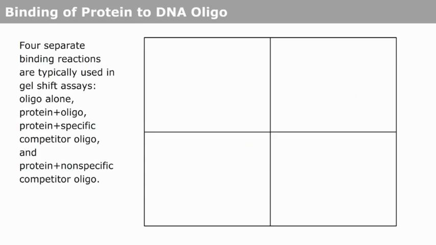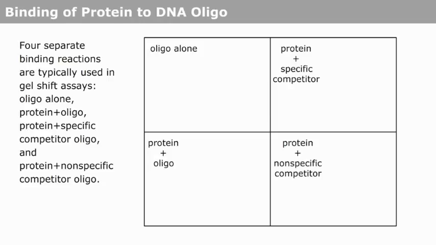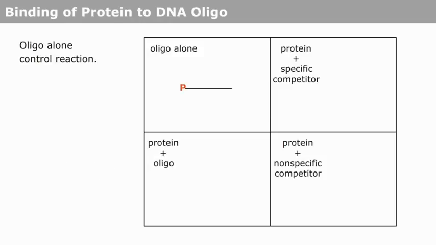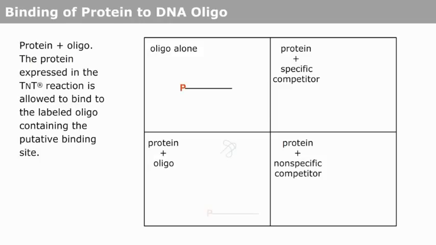Four separate binding reactions are typically used in gel shift assays: the oligo alone, protein plus oligo, protein plus a specific competitor oligo, and the protein plus nonspecific competitor oligo. The oligo alone is a control reaction. For protein plus oligo, the protein expressed in the TNT reaction is allowed to bind to the labeled oligo containing the putative binding site.